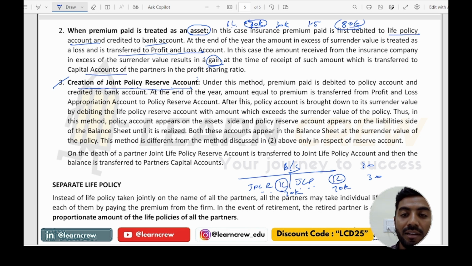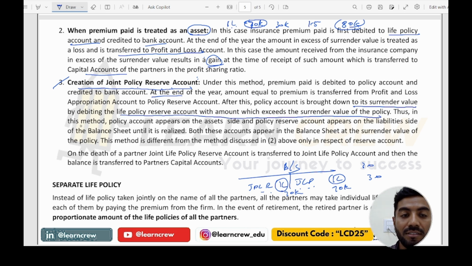Similarly, at the year end, an amount equal to the premium is transferred from the profit and loss appropriation account to the policy reserve account. After this, the policy account is brought down to the surrender value. How do you bring it to the surrender value? By debiting the joint life policy reserve account with the amount which exceeds the surrender value of the policy.